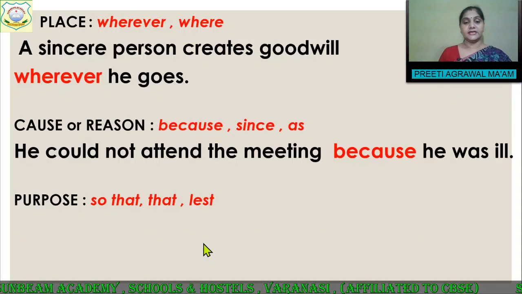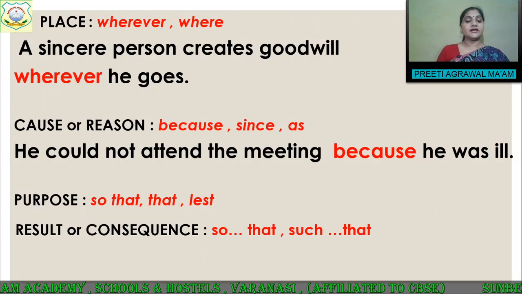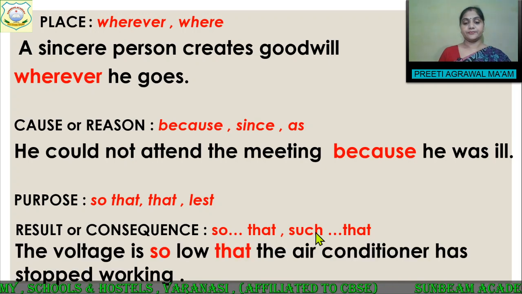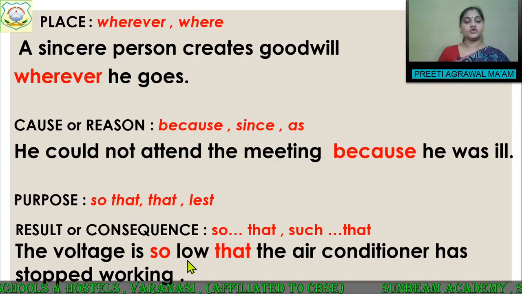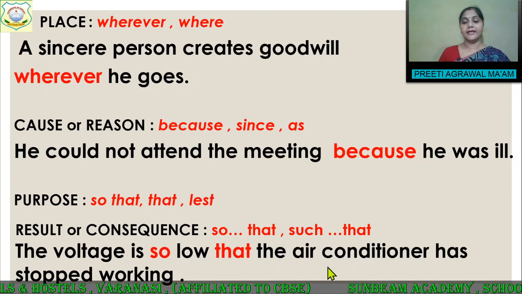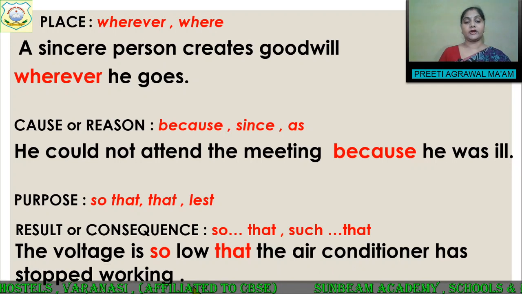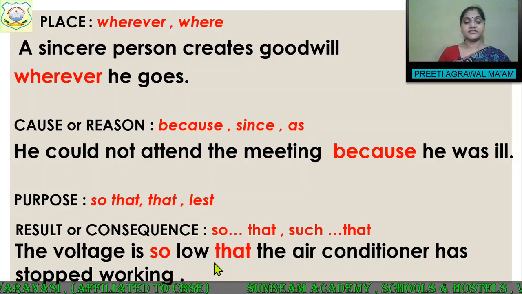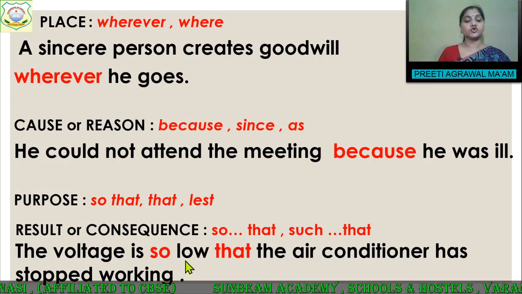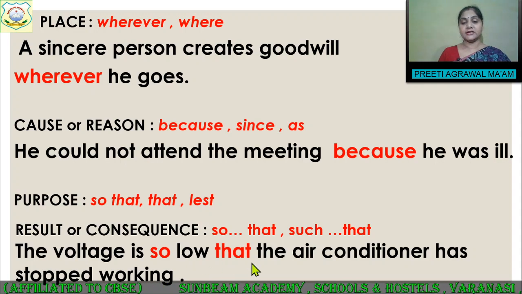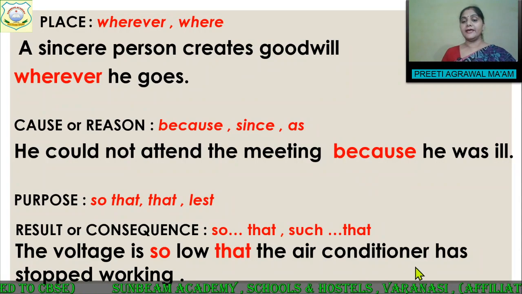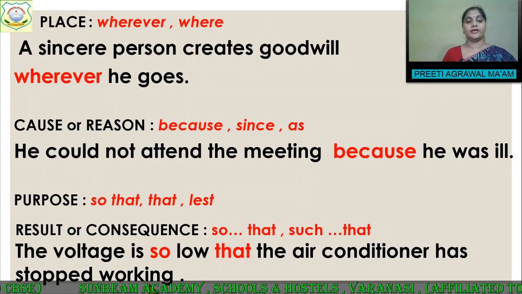Next one. For result or consequence, you can use so that, such that. The voltage is so low that the air conditioner has stopped working. This is giving you the result. What is the result? The voltage is so low, and the result, the consequence, is that the air conditioner has stopped working.